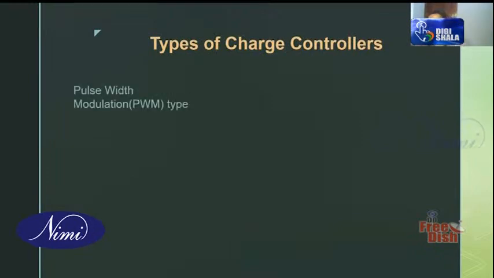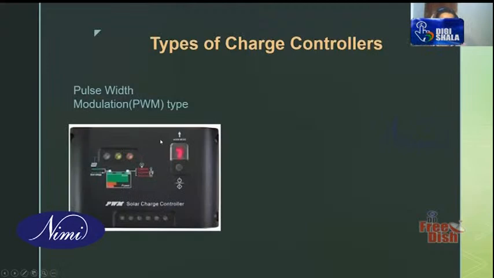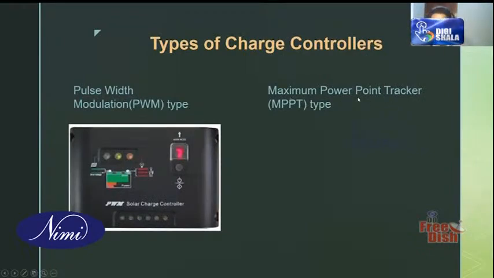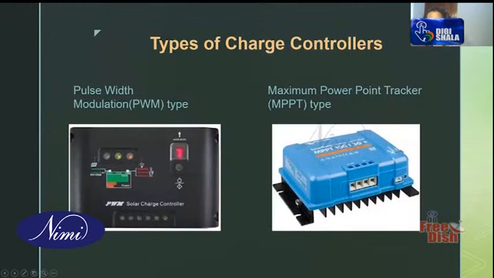There are mainly two types of charge controller. The first one is called pulse width modulation type, PWM. This is a figure of a PWM type charge controller. The second one is the maximum power point tracker, MPPT. You will be familiar with this, we have already discussed it. The charge controller works on the principle of MPPT, so it is called an MPPT type charge controller. These are the two figures you can see.